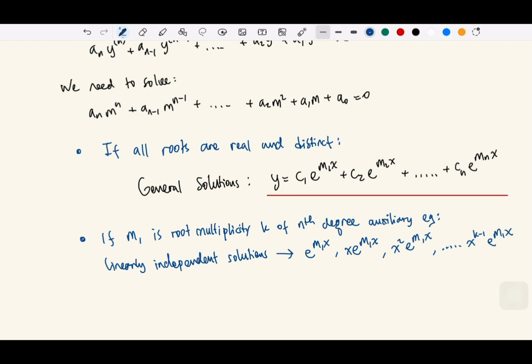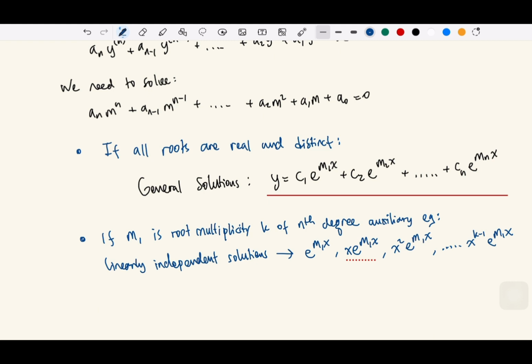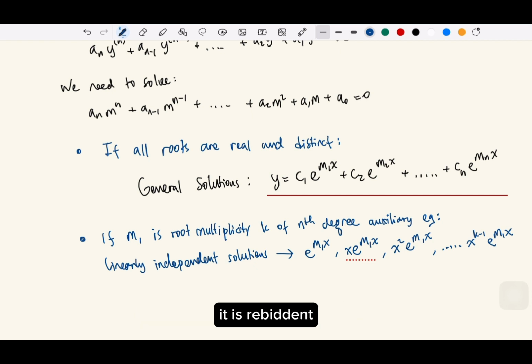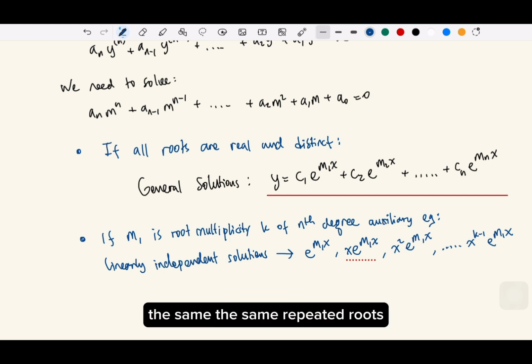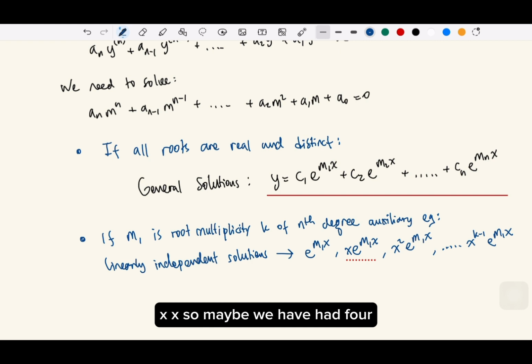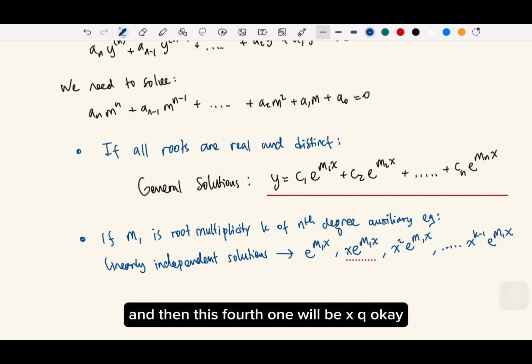So what does it mean? If you remember, if you have repeated roots like m1 equals m2, the first solution is this. The second one, if it is repeated, m1 equal m2, we multiply with x. How about if there are three of the same repeated roots? Then we multiply again with x, and multiply again with x. So maybe if we have 4, then the first one is this, the second one is this, the third one is this, and then the fourth one will be x cubed.